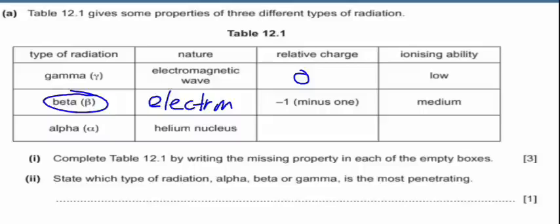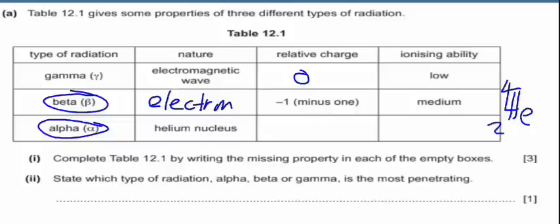Then in terms of the relative charge, it has -1. Then ionizing ability, medium. Then the last one, alpha, it has a nature to that of helium. So helium looks something like this, where it is going to have the mass number of 4, and then the proton number of 2.